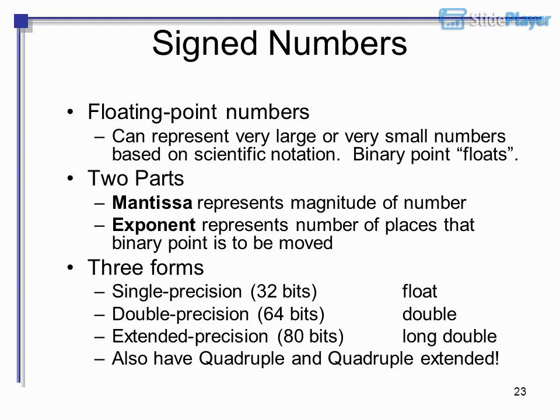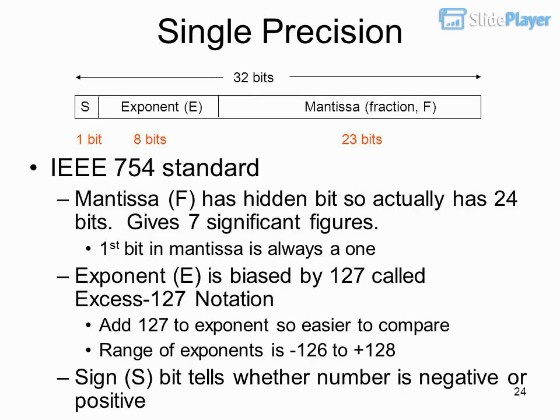There are 3 forms: single precision, 32 bits, float; double precision, 64 bits, double; and extended precision, 80 bits, long double. There are also quadruple and quadruple extended. Single precision follows the IEEE 754 standard.